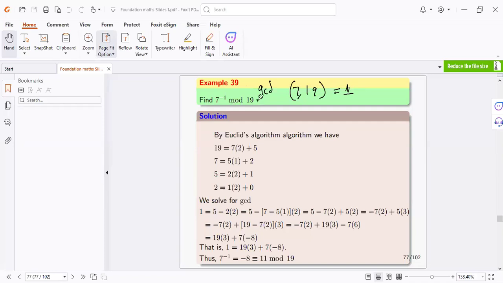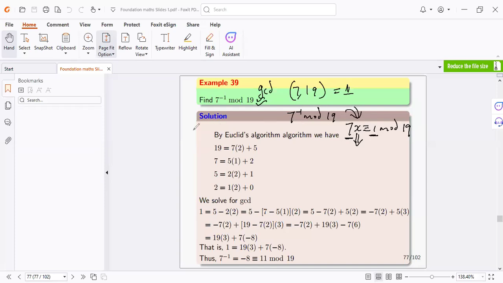So I've written it this way: find the inverse of 7 mod 19. Somebody else will have written it another way, and it means the same thing. Find the value of X which, when multiplied by 7, gives you 1. Find X so that 7 times X will give you 1. It means find the inverse of 7, because we know that it's only the inverse of 7 which, when multiplied by 7, will give you 1. So these two questions mean the same thing.